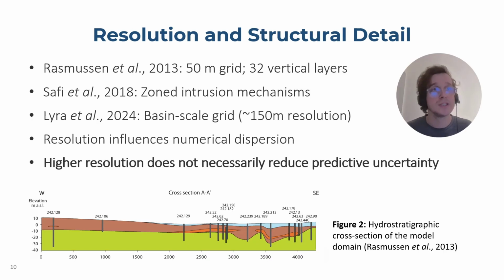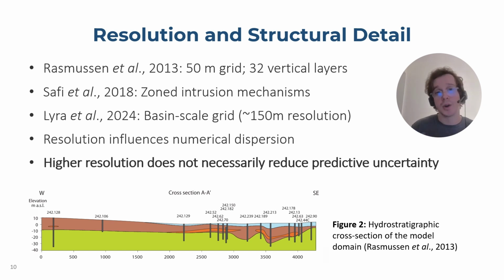Next, looking at resolution and structural detail. Structural complexity also differs across studies. Rasmussen uses a 50-meter grid with 32 vertical layers, subdividing chalk units to represent depth-dependent conductivity. This cross-section, shown at the bottom of the screen, illustrates the layered hydrostratigraphy used in Rasmussen's model, including the subdivision of chalk units to represent depth-dependent conductivity.